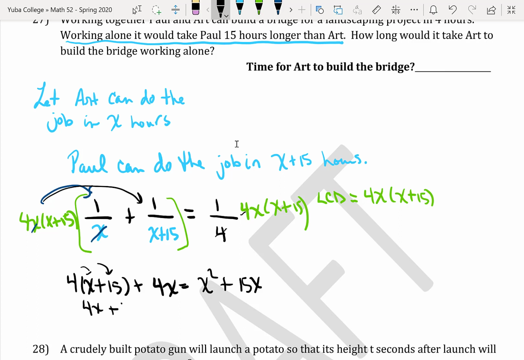15X. Again, looking at what type of equation I have, it's quadratic, so we want to get everything to one side of the equation. So let's subtract 8X on both sides. We would have X squared plus 15X minus 8X, so that's plus 7X, and then minus 60 equals 0.